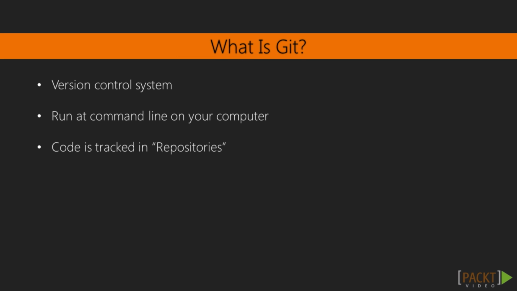So let's talk about what is Git. It's used for source control. Now, source control is also referred to as a version control system. The thing about Git is that we run it from a command line. We control most of its features from, if you're on a PC, a DOS prompt, or on a Mac, the command prompt there. The way that we track the code is within a concept called repositories. So you can have several different repositories for different projects that you might have, okay?